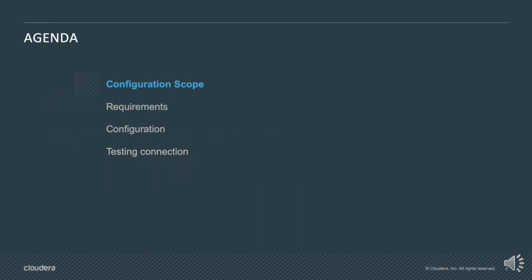On today's agenda, we'll talk about the configuration scope, what the requirements are, the configuration process, and how to test the connection to the Hive catalog from Spark shell.